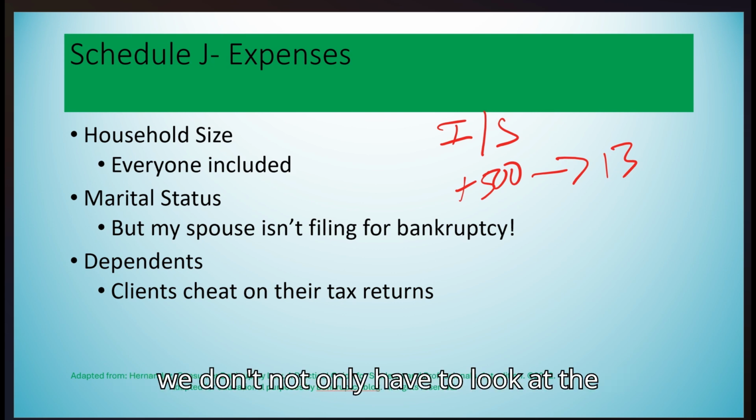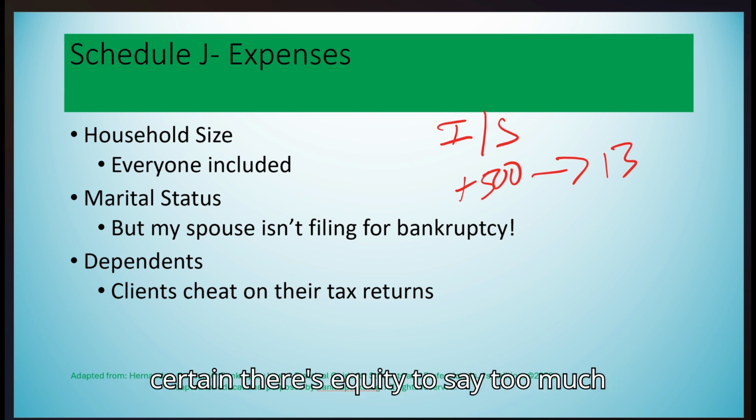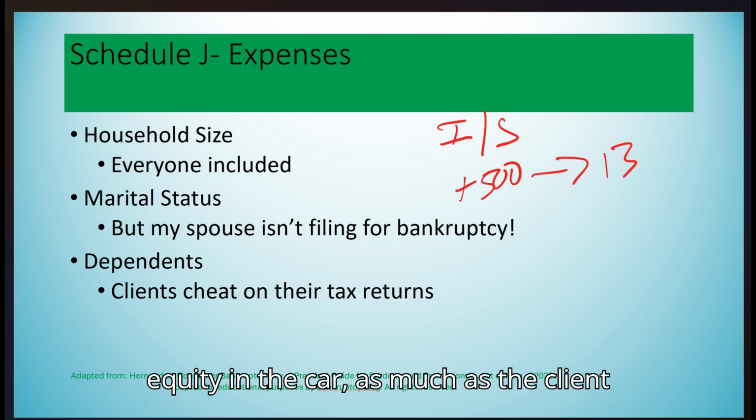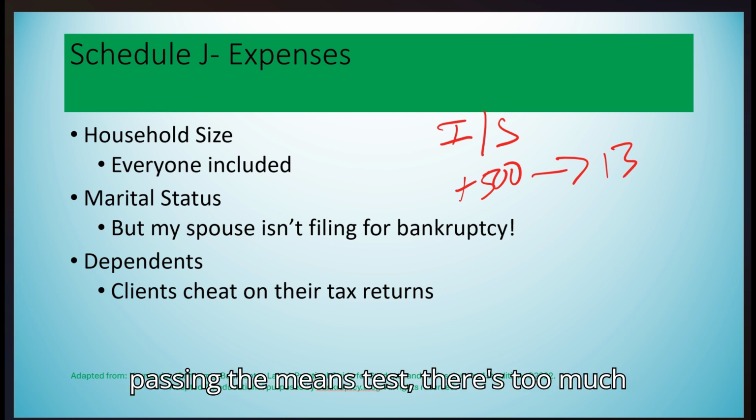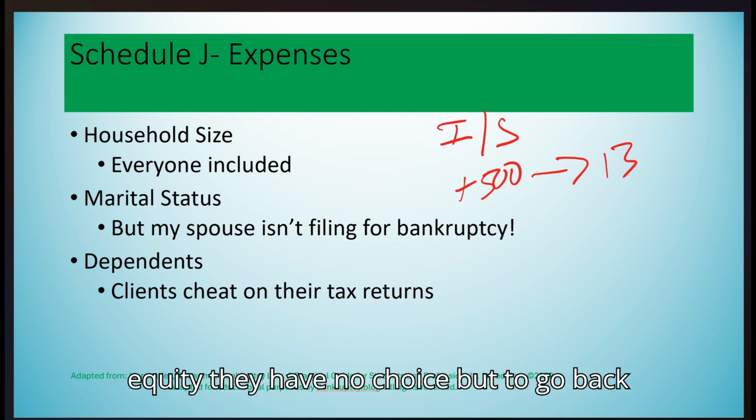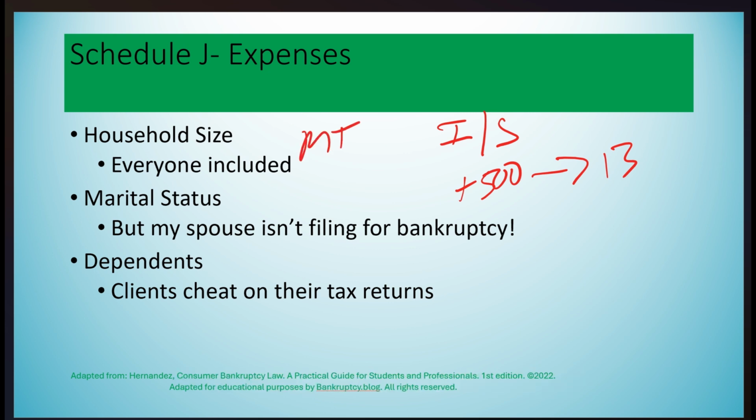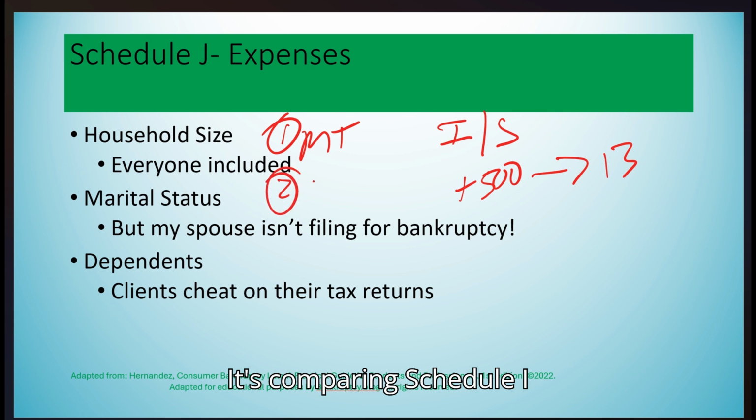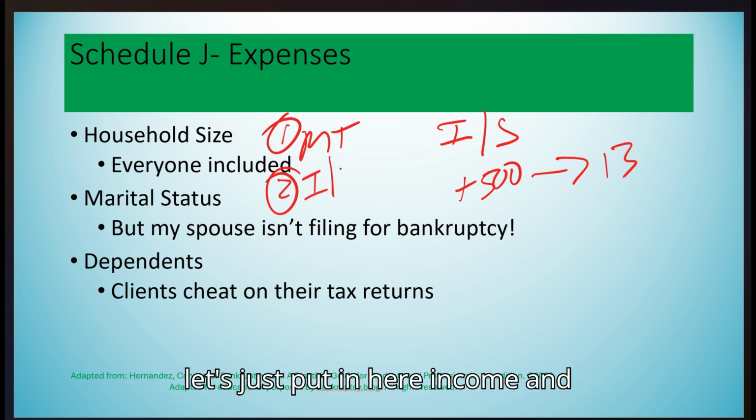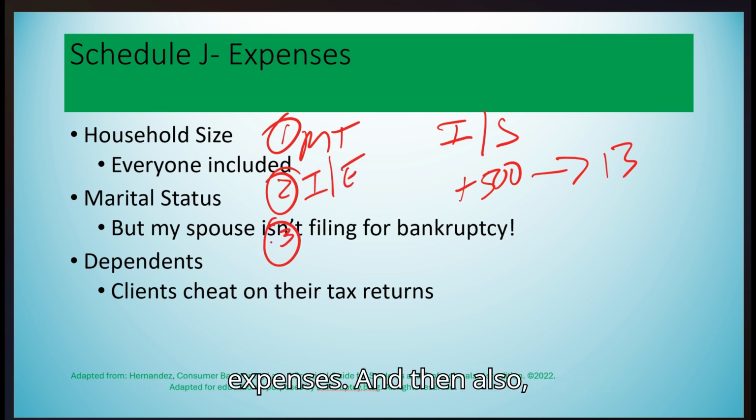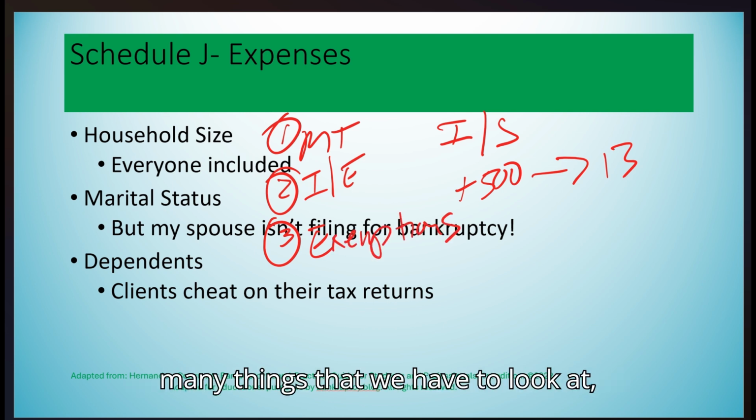So not only do we have to look at the exemptions, what is protected, because if there's too much equity in the car, as much as the client qualifies with disposable income, comparing Schedule I to J, and maybe even passing the means test, there's too much equity. They have no choice but to go back to Chapter 13. So it's not only focusing on the means test. It's comparing Schedule I income versus expenses on Schedule J. So let's just put here income and expenses. And then also, what about the exemptions?